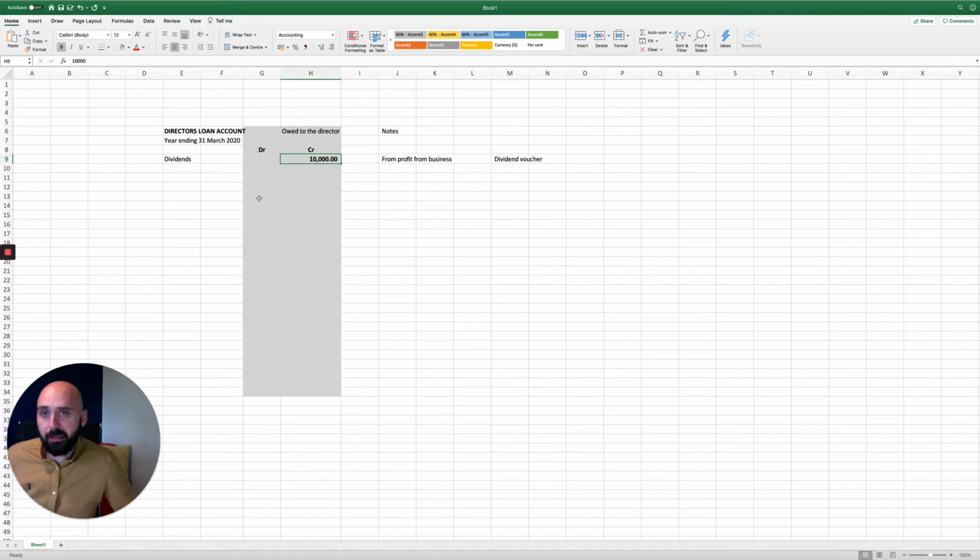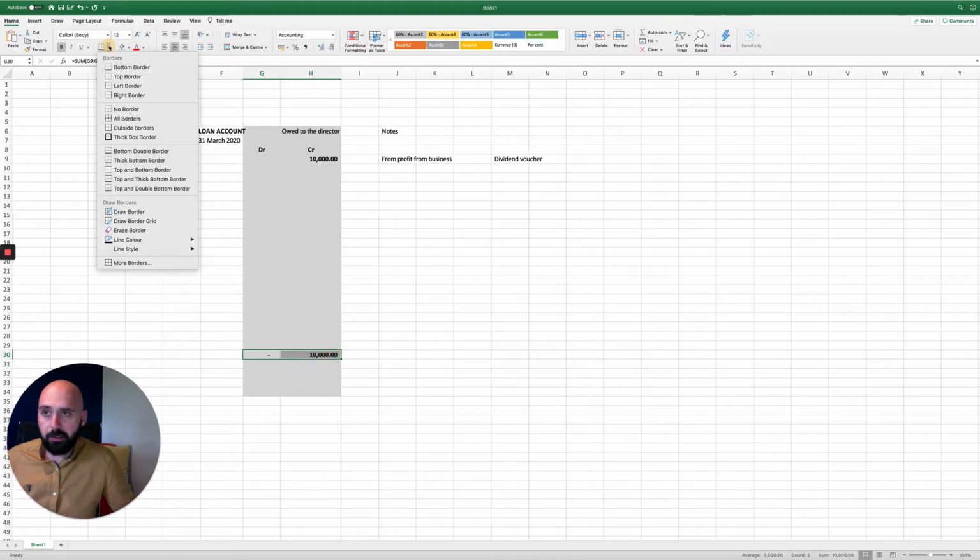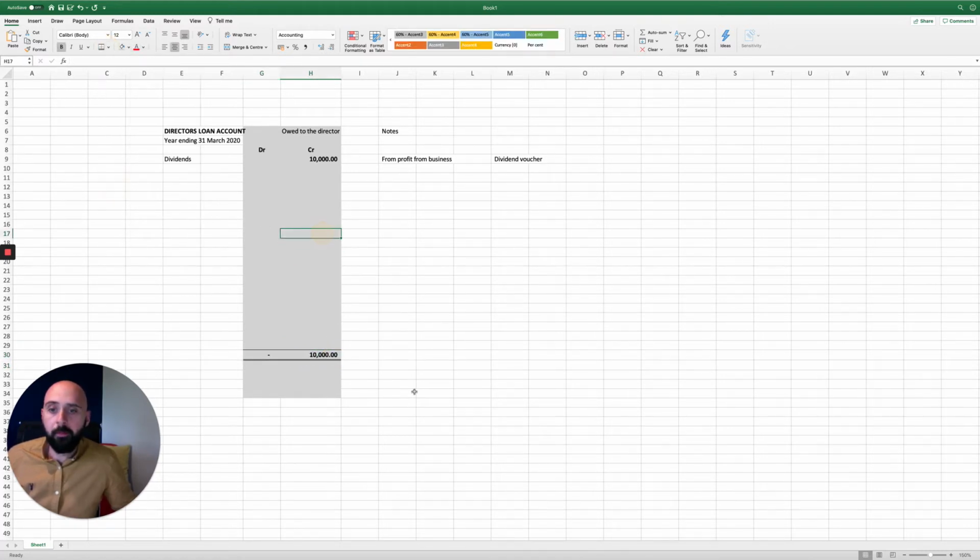Then at the end of the year, if we were to add up the 2 columns, they won't be in balance. You know, the credit side is £10,000 higher than the debit side. So because it's on this side, it's a credit, the business owes you that money. So the director is owed £10,000. Okay, they've not physically taken it from the bank.